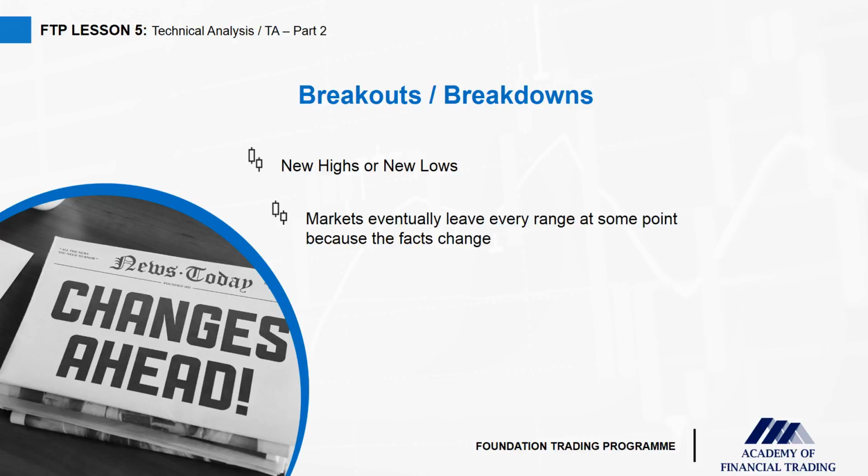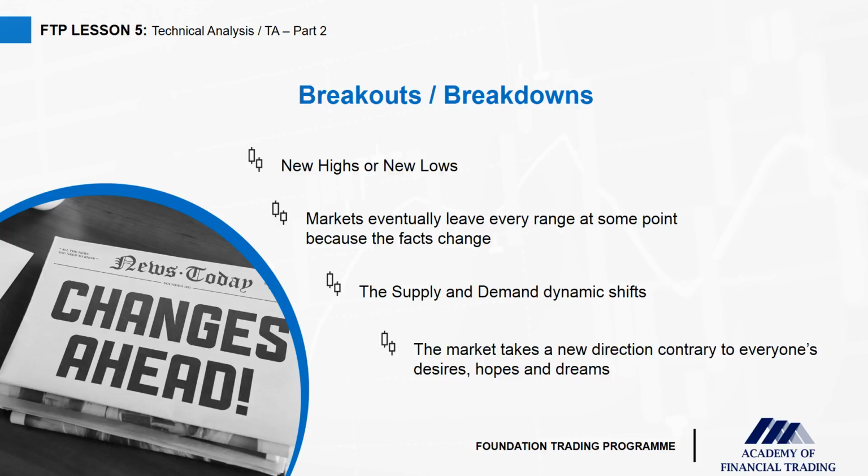Markets eventually leave every range at some point because the facts change. Businesses do well, businesses do badly. There are things that impact prices outside of business. And when these things happen, that's when we see changes. That's when we see a new range. The supply and demand dynamic shifts. Demand can be shortened by things being lost, like agriculture, if there's a bad year. Supply and demand changes. The market can take a new direction contrary to everyone's desires, hopes and dreams. The market does not just obey your will.